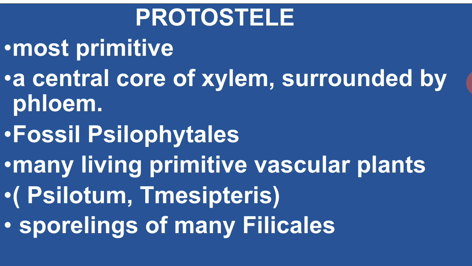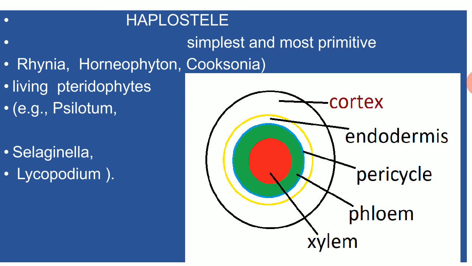Protostele is the most primitive, a central core of the xylem surrounded by the phloem. It is found in fossil psilophytales and also in many living primitive vascular plants such as Psilotum and Gleichenia, and sporelings of many Filicales also have protostele. Basically, the first type of protostele is the haplostele. It is the simplest type of stele found in the pteridophytes. It was found in fossil psilophytales like Rhynia, Horneophyton and Cooksonia, and also in some living pteridophytes like Psilotum, Selaginella and Lycopodium. This diagram shows a typical haplostele: a central xylem core surrounded by the phloem and there is no pith.